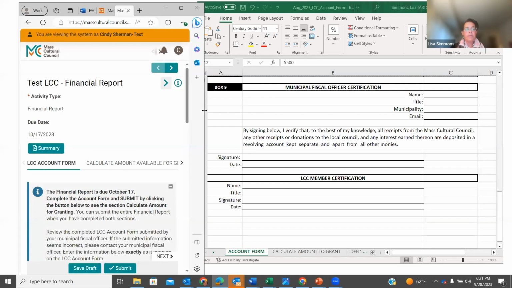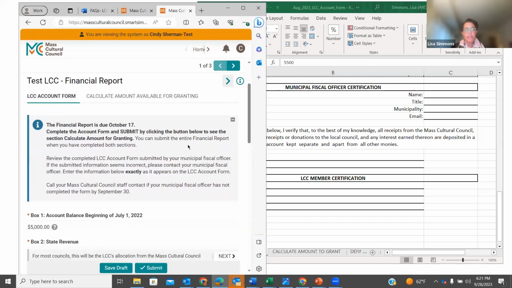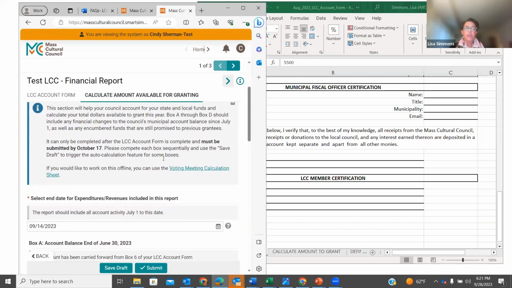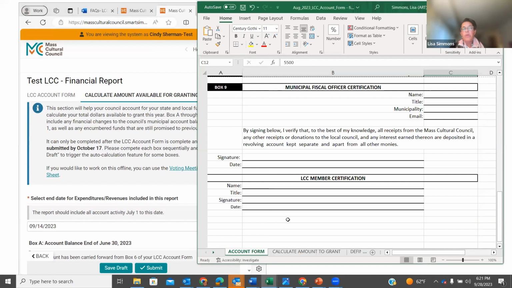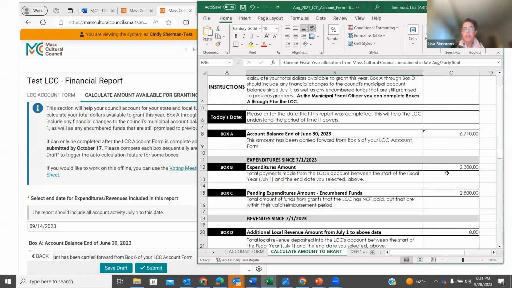So we hit that button, and now we see this new tab, calculate amount available for granting. So this is where we move over to learn about what's been happening in the account in fiscal year 24. So this is where, when you meet with your town accountant or your municipal fiscal officer, that they have received both of these tabs in the LCC account form. And that is because you are going to need some of these numbers from them in order to fill out the calculate amount available for granting.